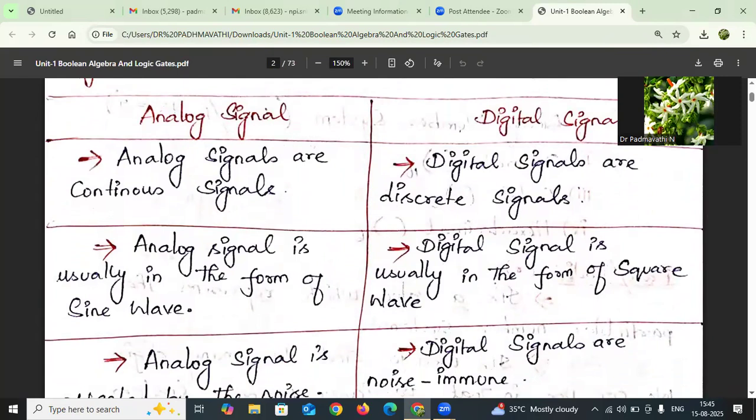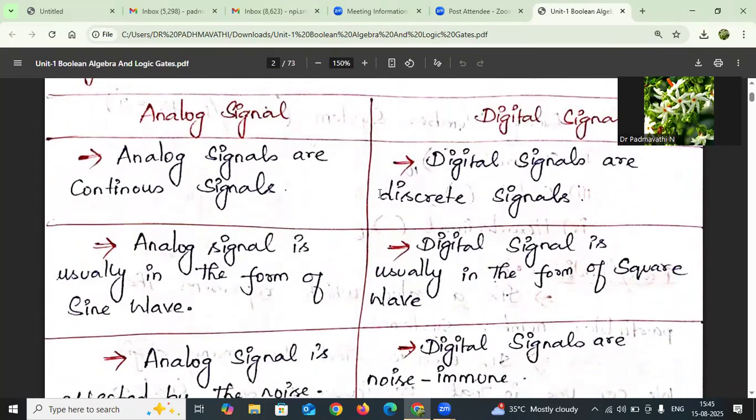If you are taking analog signals, the signals are continuous in nature. If you are taking digital signals, that is a discrete signal. In terms of amplitude, signals are classified as analog as well as digital. With respect to time, if the amplitude of any signal varies with respect to time, that is called an analog signal.